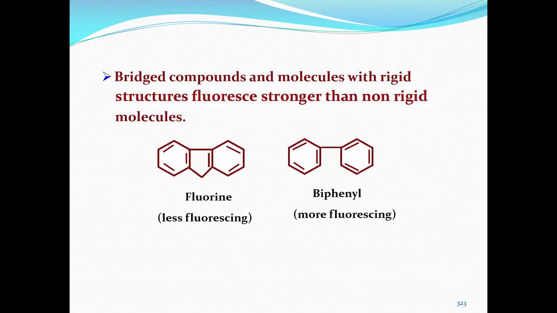Now, bridged compounds, these are known as bridge compounds, and this is not fluorine, there is some other compound, I will tell you what it is later. Bridged compounds and molecules with rigid structures fluoresce stronger than non-rigid molecules. This is a biphenyl structure, very well known, and it fluoresces, and here there is less fluorescence because the rings are all fused in this case.